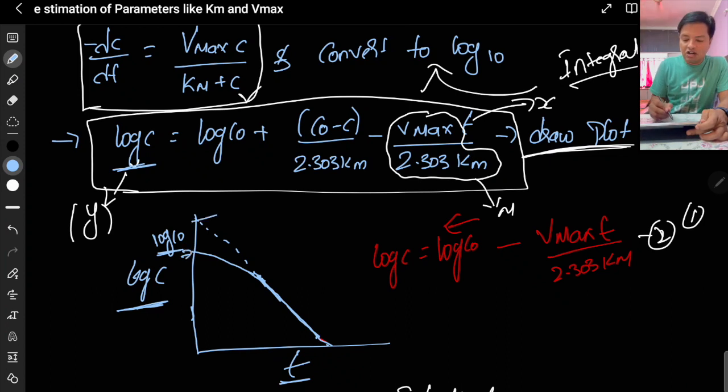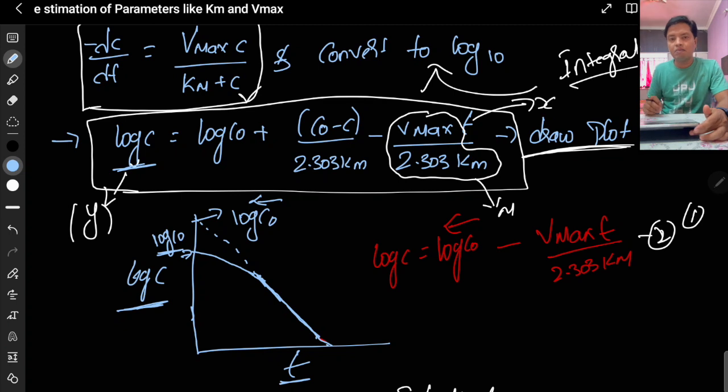Wherever the extrapolated line is touching, we call it log C naught extrapolated. For the extrapolated, we represent it with a back arrow mark. The back arrow mark indicates we are extrapolating the line. So wherever the normal line meets the y-axis, that is log C naught, and wherever the extrapolated line meets the y-axis, that is log C naught extrapolated.